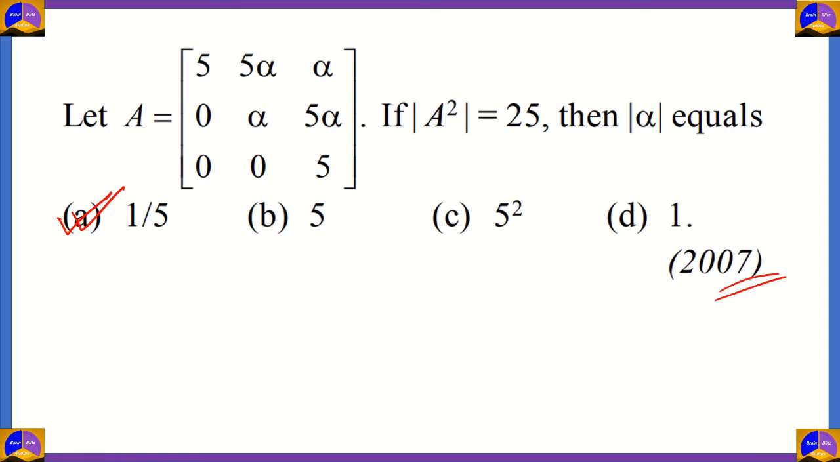All we had to do was to find the square of this matrix and then find the determinant of the matrix, equate that to 25, and you'll get the value for modulus of alpha. So that concludes this question and this episode.